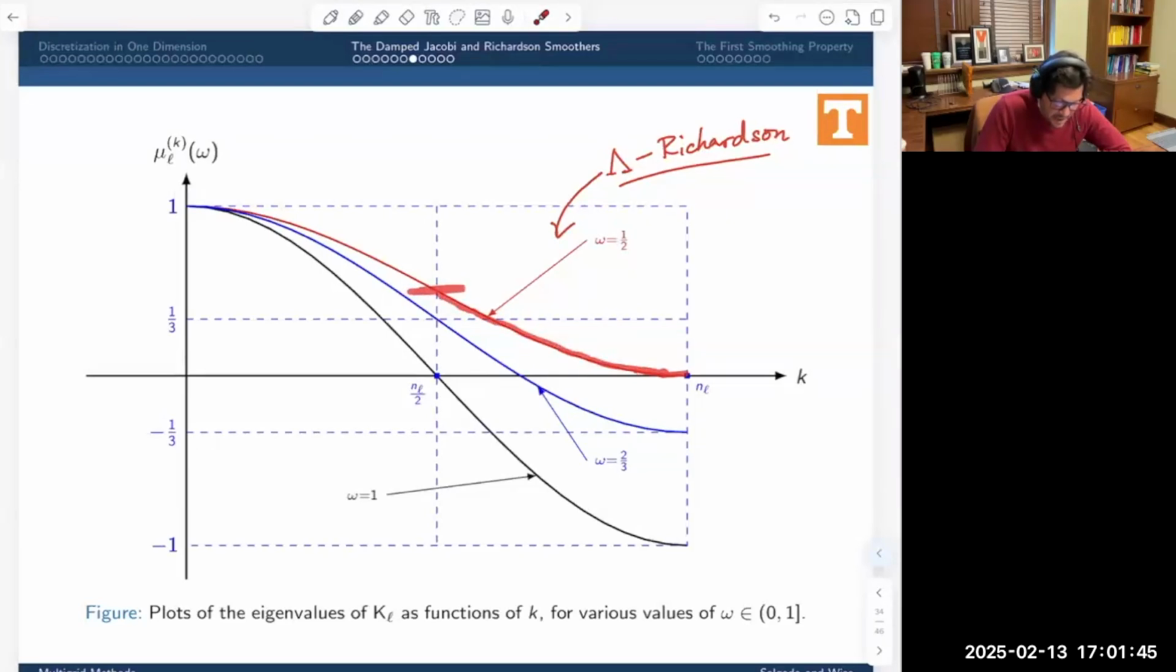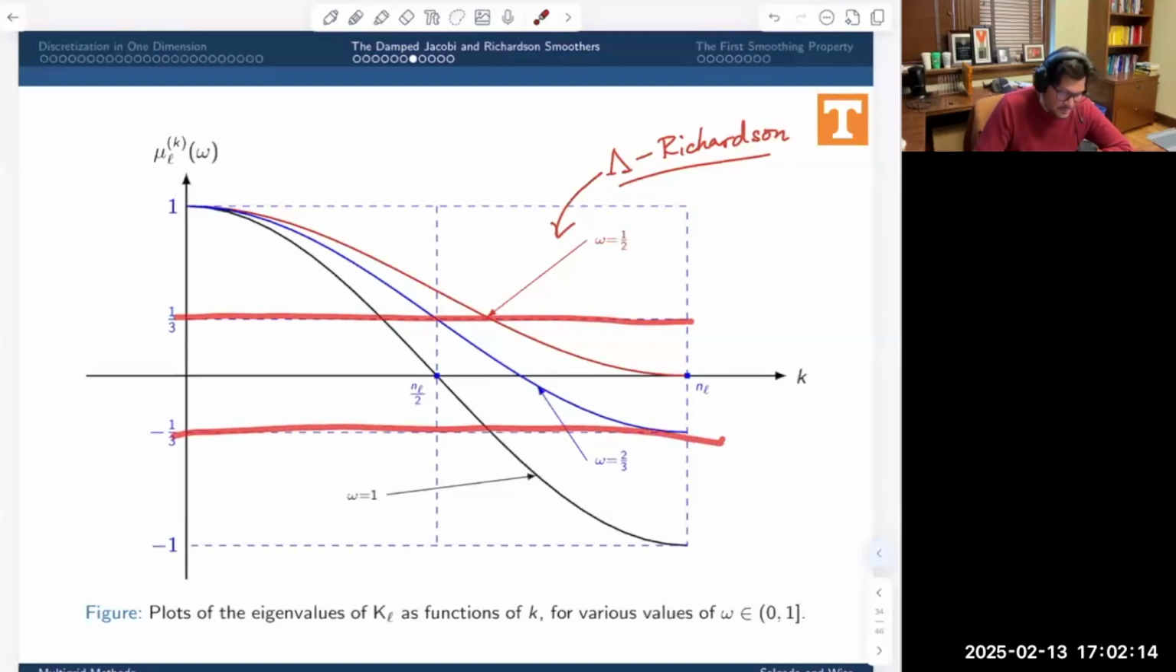And actually, as you get higher and higher frequency, it's going to dampen those modes faster and faster because that damping is almost zero. Now, if I choose to take omega equal 2/3, then I have an even better smoothing property. I can say that all of the high frequency modes are made less by a factor of a third. Okay, so here's plus a third and here's minus a third.